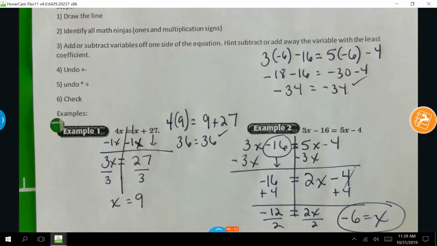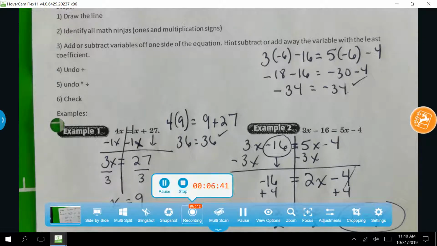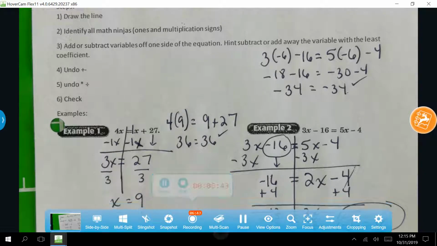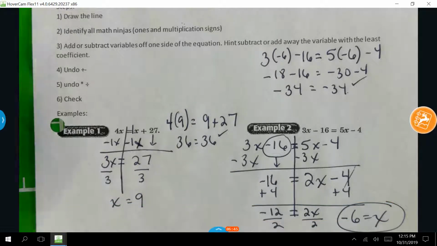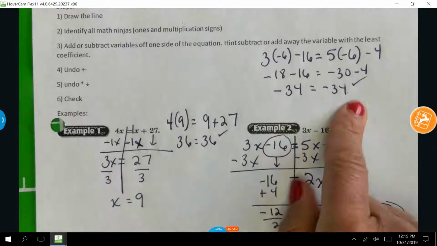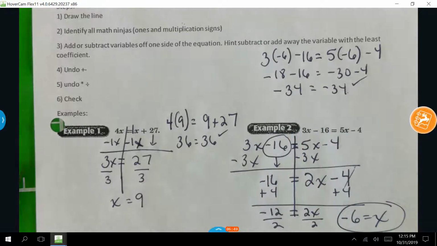If you get 2 different things on each side of the equal sign, so if you get that one number doesn't equal the other, try the opposite sign.